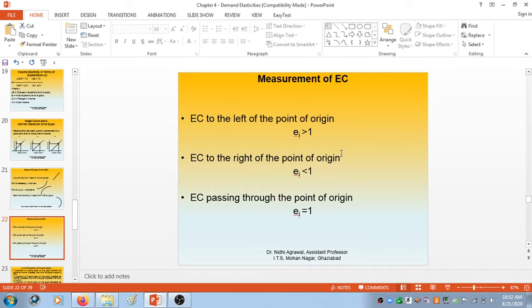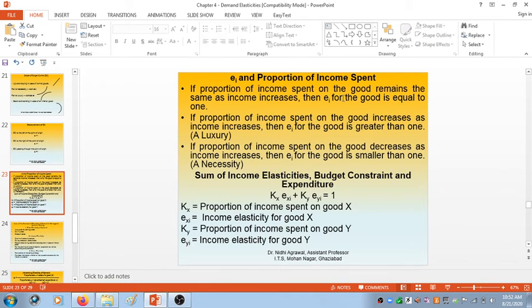So this is the measurement of EI. These are the values that I have already discussed. Next, the proportion of income spent. If the proportion of income spent on a good remains the same as income increases, then EI for the good is equal to 1, right? The numerator and denominator will be the same. If the proportion of income spent on a good increases as income increases, then EI for the good is greater than 1. This is the case of luxury. If the proportion of income spent on a good decreases as income increases, then EI for the good is smaller than 1. This is the case of necessity. So when we take the summation of income elasticity, considering budget expenditures, this equation can be given.